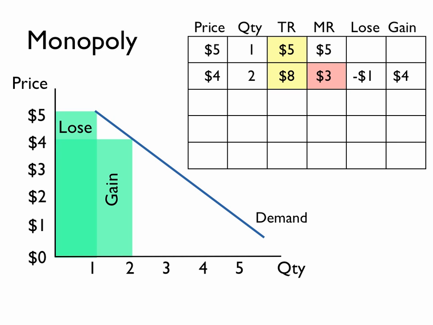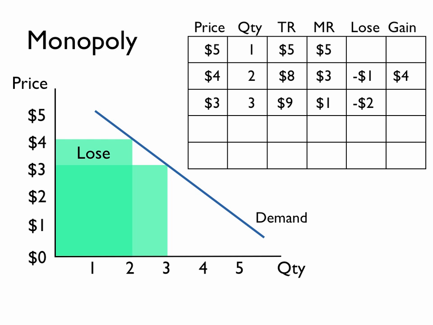Think about how this would work if we dropped the price to $3 in order to pick up more quantity. As we drop that price to $3, our new total revenue would be 3 times 3 or $9. Our marginal revenue looks like we would go from $8 to $9, so we would be adding one more dollar to marginal revenue. Once again, how we determine this is we look at the loss area. We would be losing $2, and we would be picking up $3. So the net gain would be $1.